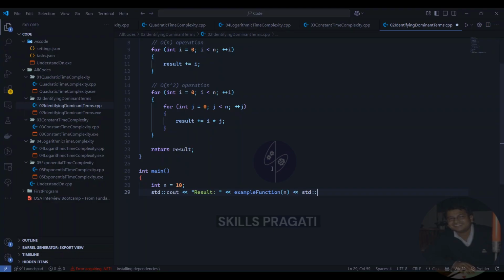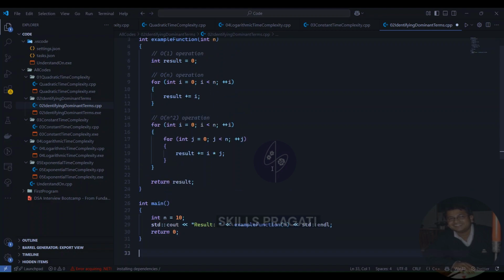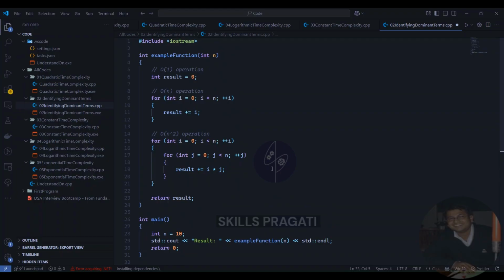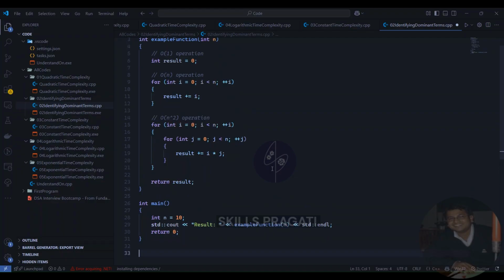In summary, by defining and using exampleFunction, we demonstrate a mix of time complexities: a Big O(1) operation for initialization, a Big O(n) operation for a simple loop, and a Big O(n²) operation through nested loops. Since the Big O(n²) part grows the fastest as n increases, it determines the overall performance, making the function a clear example of a dominant term.